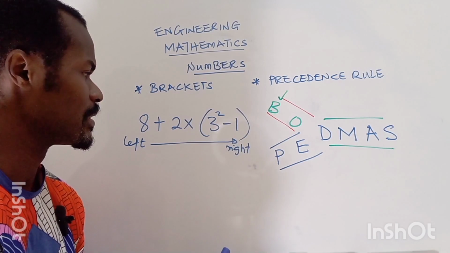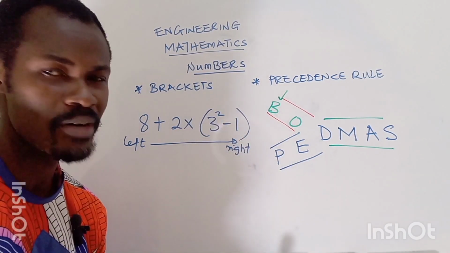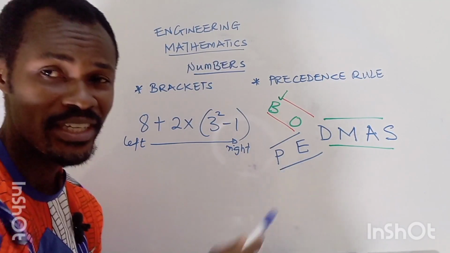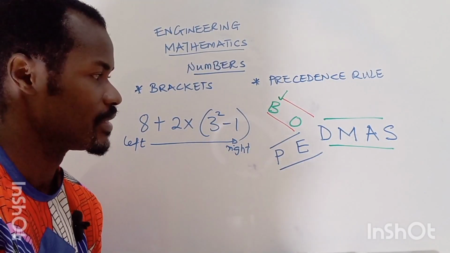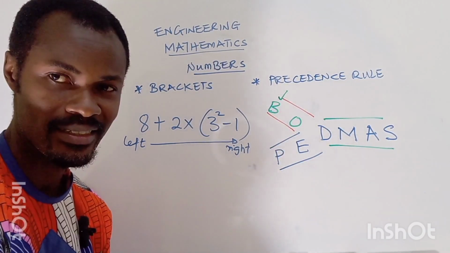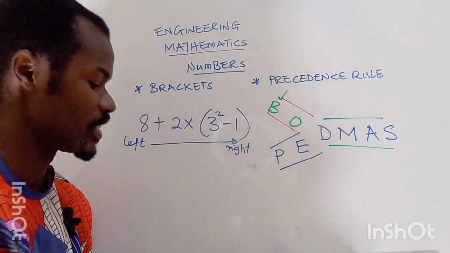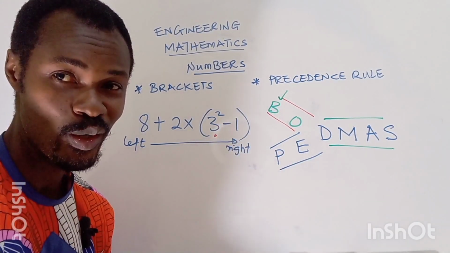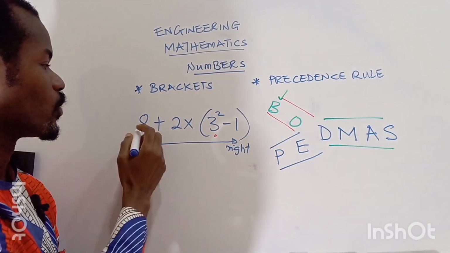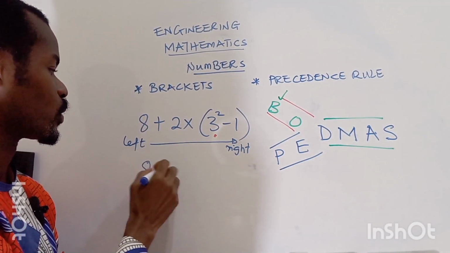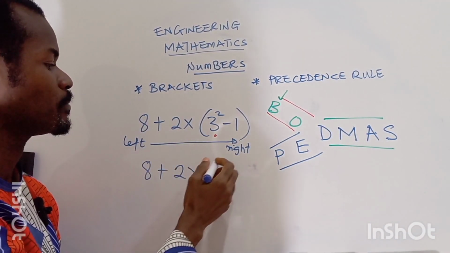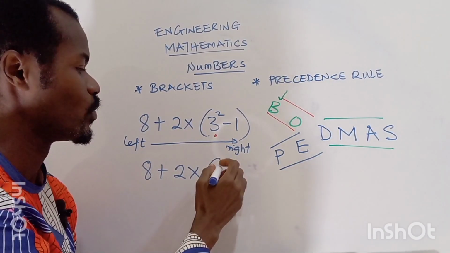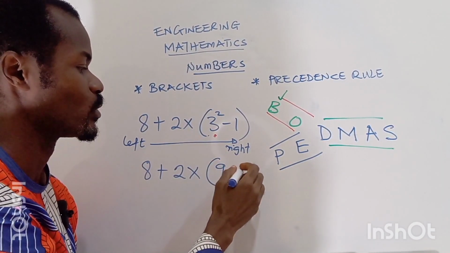Now my focus is on the bracket. Is there an of or an exponential power? There is no of within the bracket, but there is an exponential, which means there is a power here. So I'm going to work on the power right away. So we have 8 plus 2 multiply. Now 3 squared means 3 times 3, so we have it as 9. So minus 1.